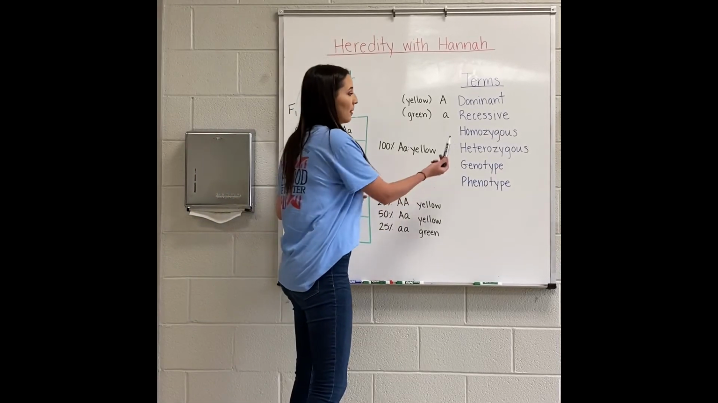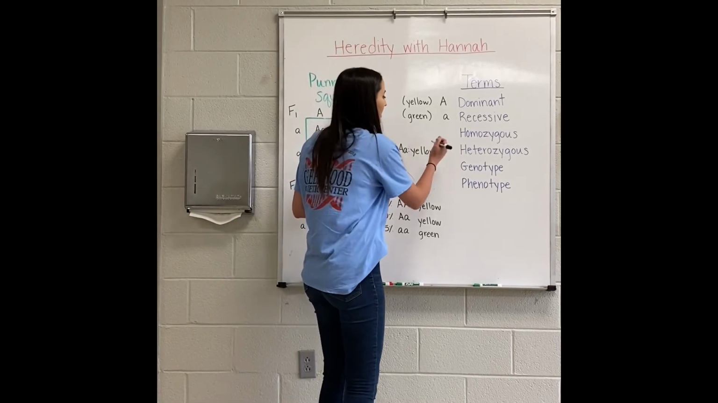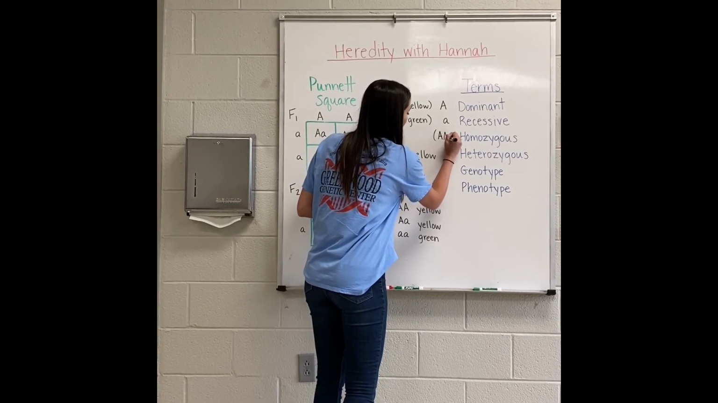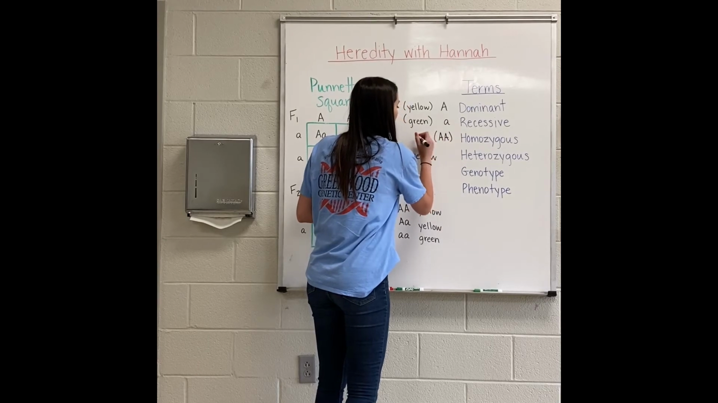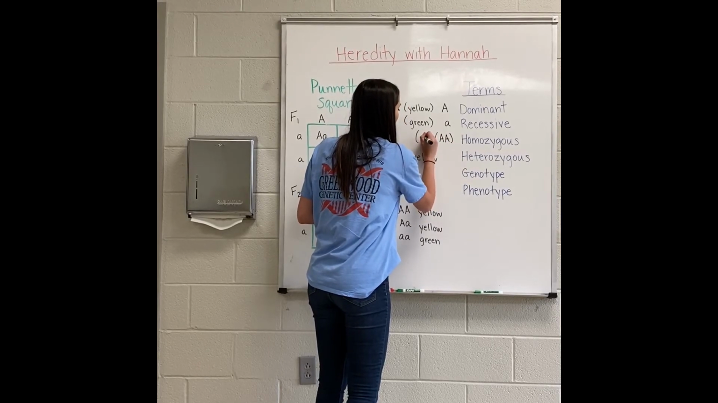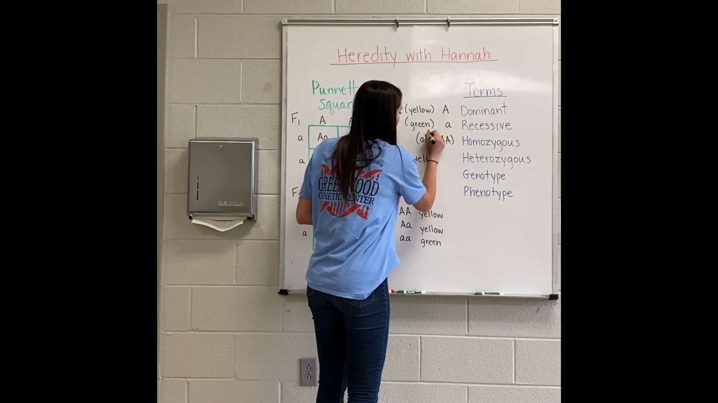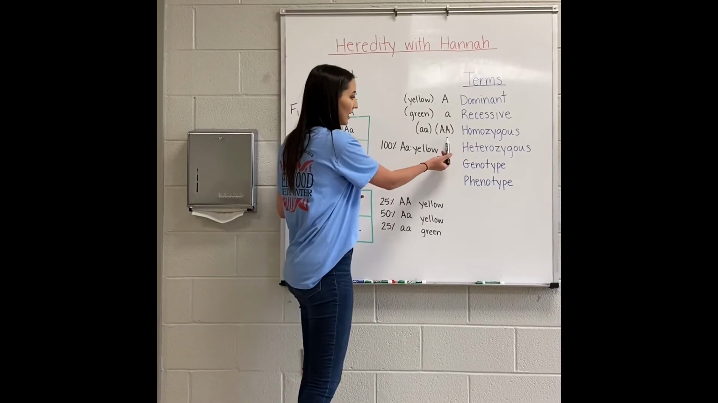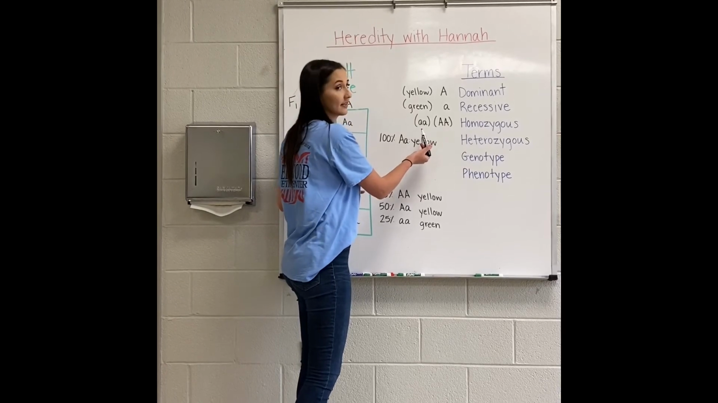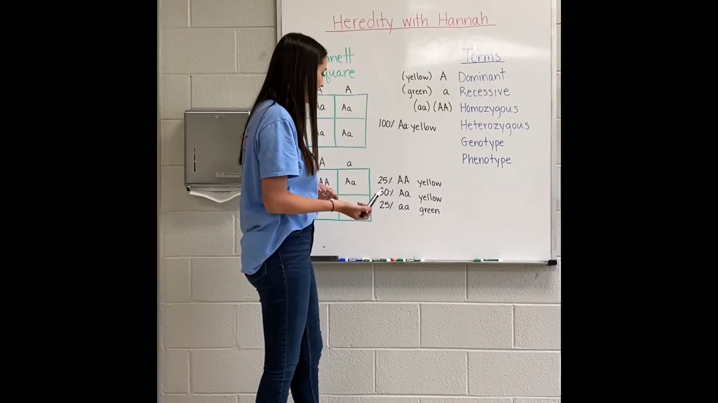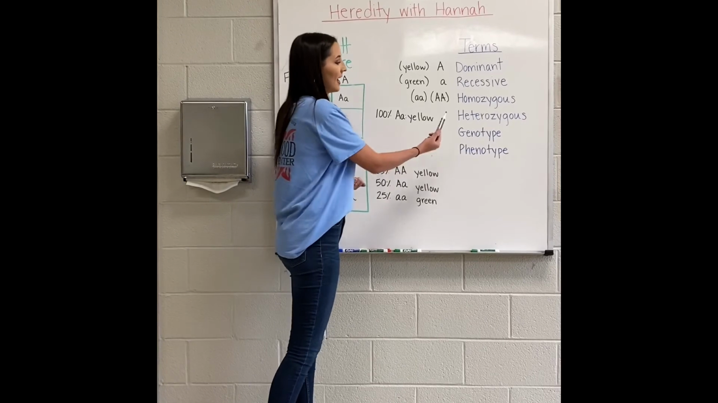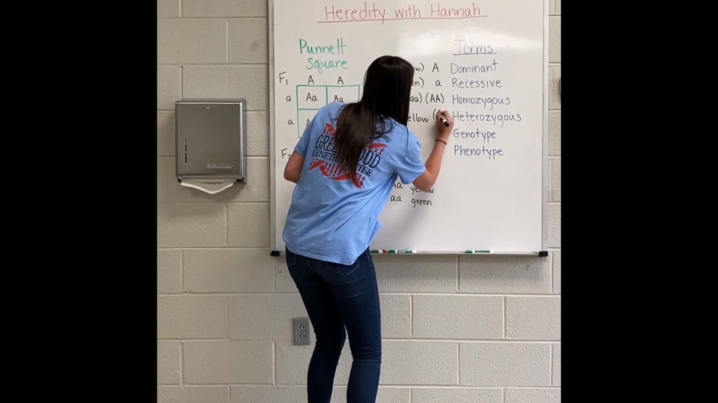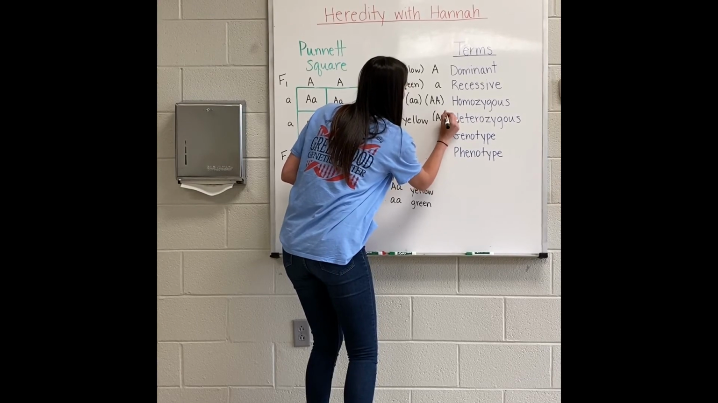So we use the term homozygous to represent an individual that has the same two alleles. So they're going to be either capital A, capital A, or lowercase a, lowercase a. So you can either be homozygous dominant or homozygous recessive, depending on your two alleles. Whereas you could also be heterozygous. So a heterozygous individual will have one uppercase A and one lowercase a.